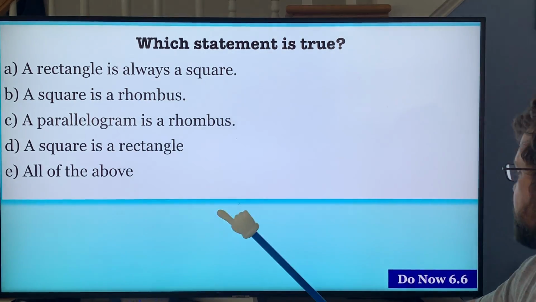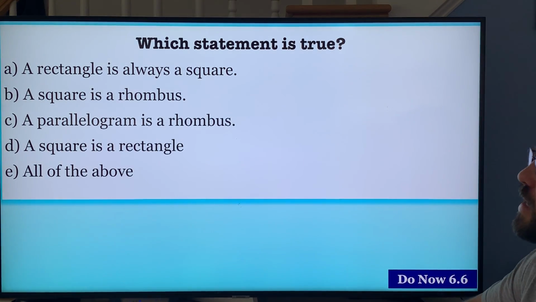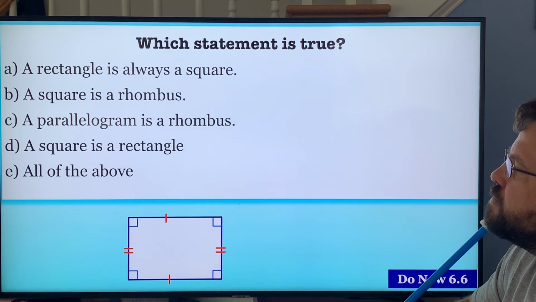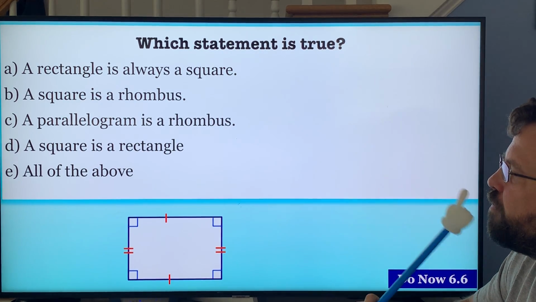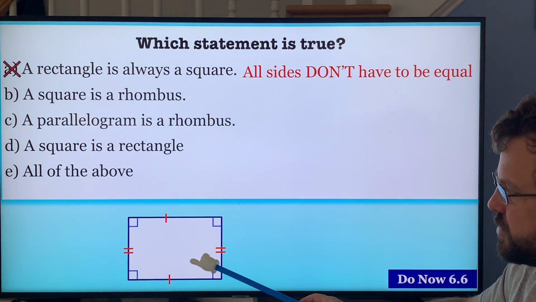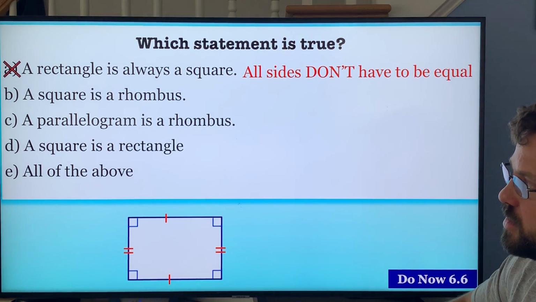So which of these statements is true? Second part of the do now. Is a rectangle always a square? That's a rectangle. No. All sides of a rectangle do not have to be equal, so a rectangle is not always a square.